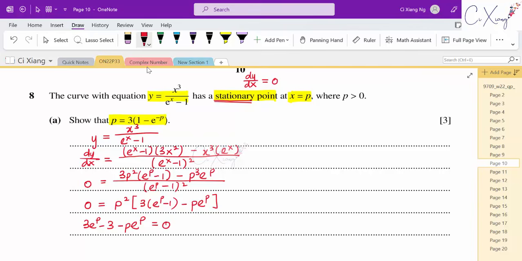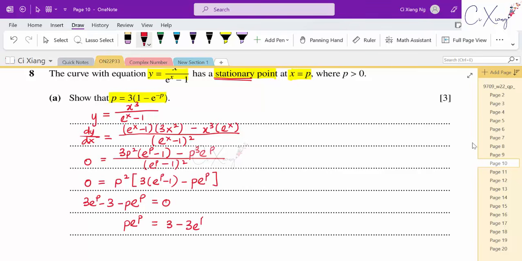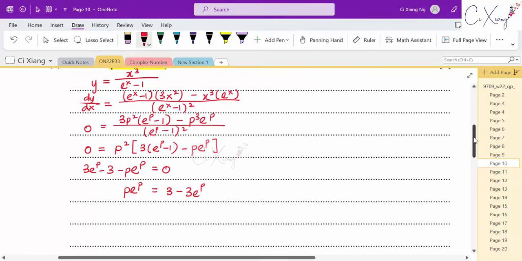If I observe this part, I realize that they move every term with the 3 to the right hand side. So what I am going to do now is keep p times e power p on one side, then I have 3, then minus 3e power p. Okay, divide the equation by using the p.